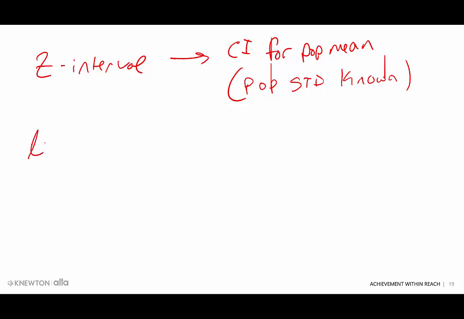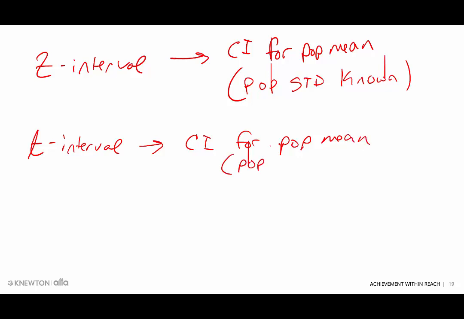Okay? You're going to use a t-interval when it's a confidence interval for a population mean. But this time, the population standard deviation is unknown. Very important distinction there. Population standard deviation unknown.